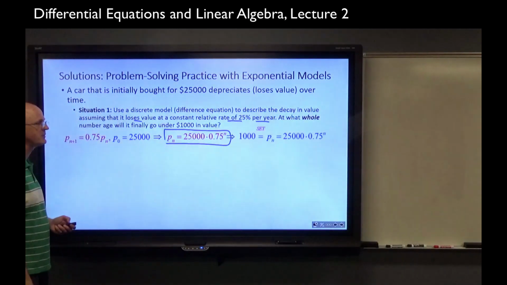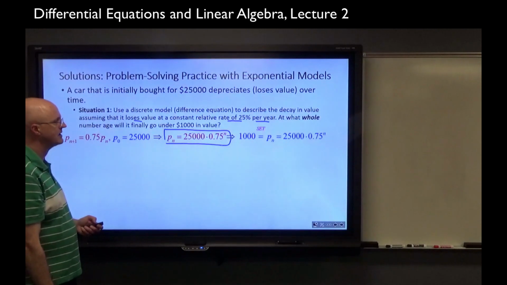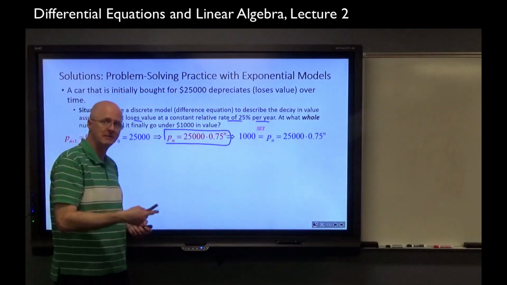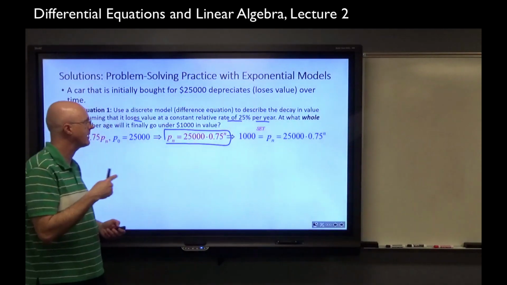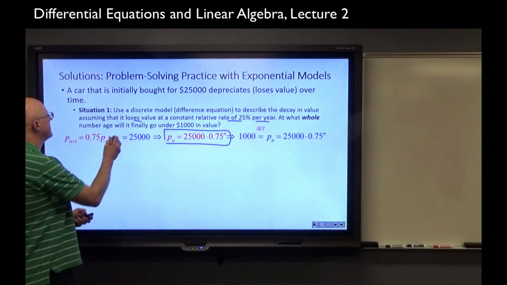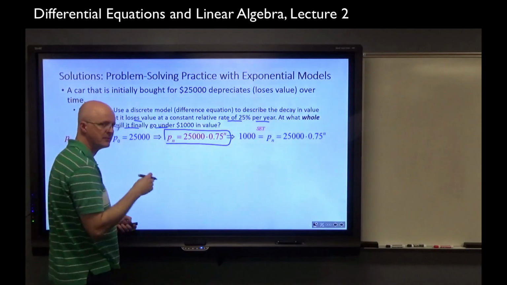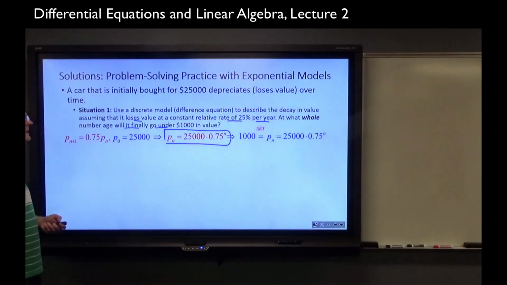We want to set this equal to 1,000 to answer the question, solve for n, and we're going to round up at the end. You should round up, because we're talking about whole number answers for when it finally goes under 1,000. We want to look for the one where it's under 1,000. Divide both sides by 25,000.